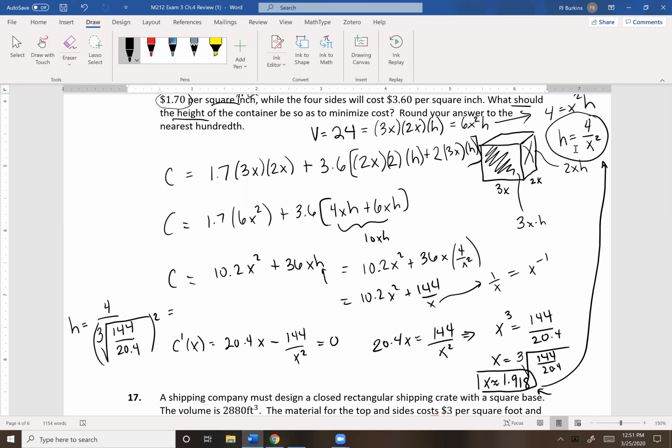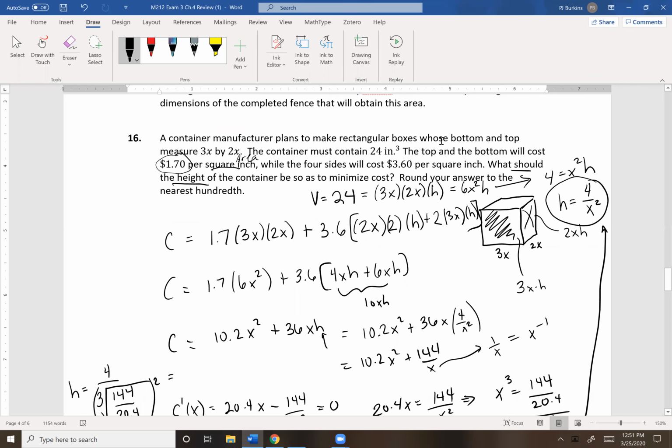You know what I think I did? I think I missed one thing. Top and bottom will cost $1.70. I only did one of them. I missed a 2 there. See, these are hard. It's not that hard. You just gotta realize when you make a mistake.